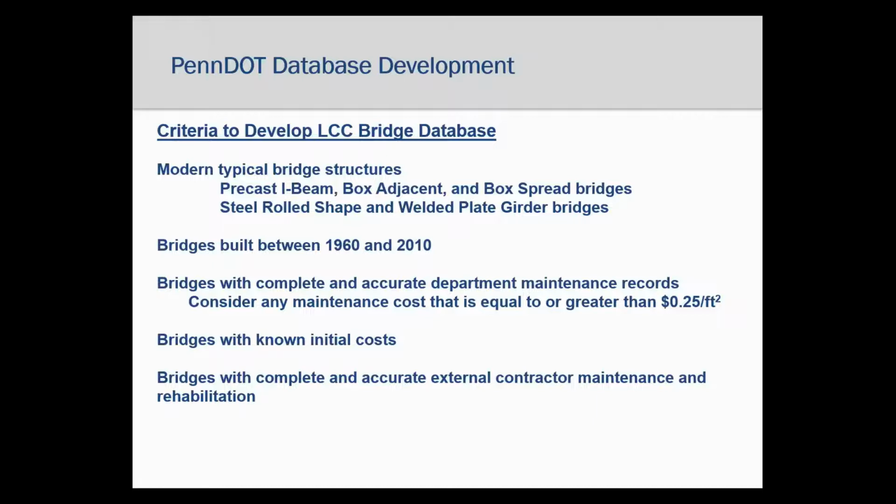steel plate girder bridges. In addition, precast concrete became a mainstream construction method, and modern steel design and detailing started in about 1960. So bridges built after 1960 were considered. Each bridge that was used in the database had to have complete records for initial costs and date built, and accurate dates and costs for any type of department or contractor maintenance. And then all costs were based on the PennDOT recorded costs.